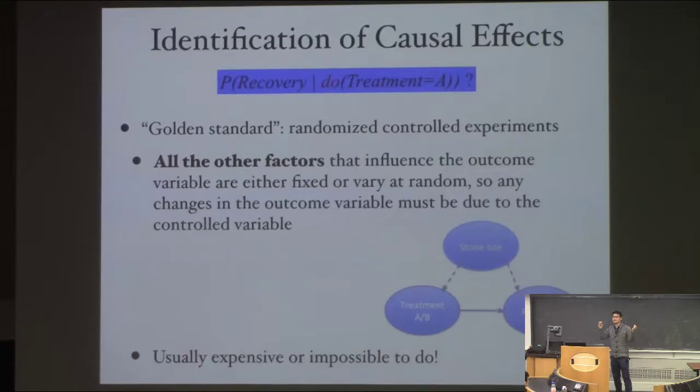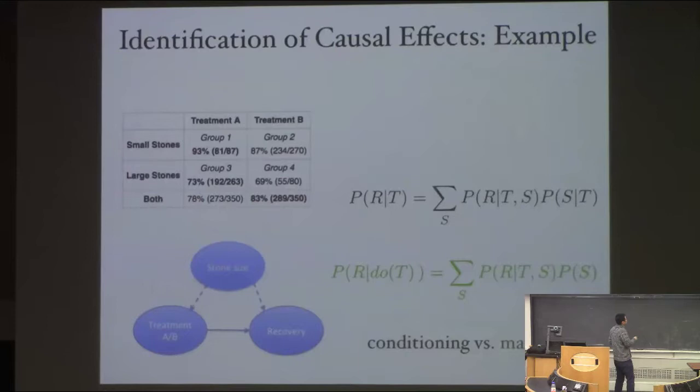Let's come back to this example. Over here, we have data. We know stone size and treatment are dependent, and we have this causal picture. Now, this is the conditional distribution. If you want to make a prediction, you make use of this conditional distribution of recovery given treatment. This is just the chain rule, product rule, and sum rule.